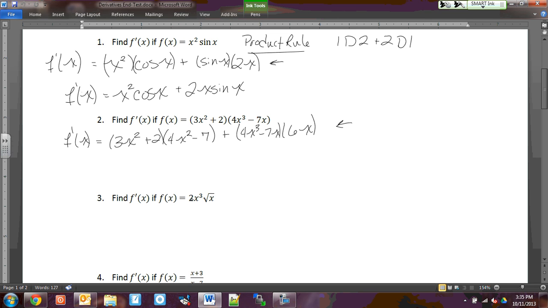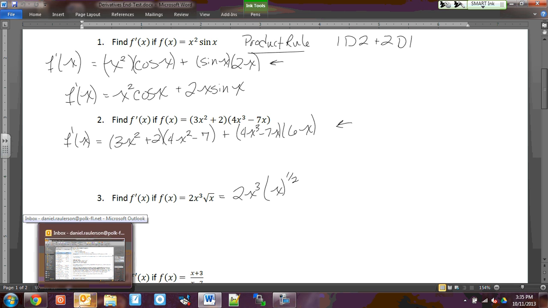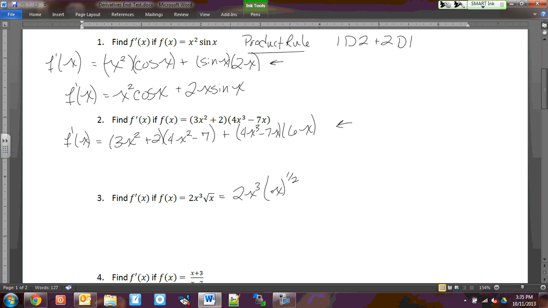All right, number three, we have 2x cubed square root of x. What I would recommend doing before you start this problem, and it's also going to be a product rule problem, is to rewrite this as 2x cubed times x raised to 1/2. You have a better chance of getting the answer correct if you rewrite it like this. All right, so now this is function 1, this is function 2. So now plug it into the product rule.